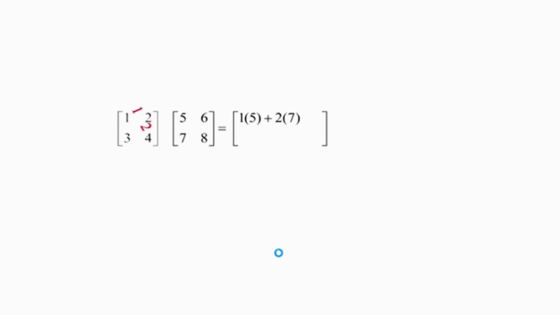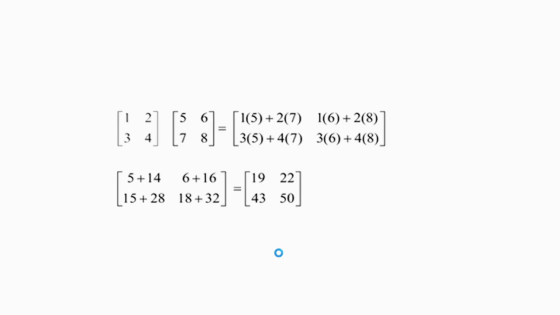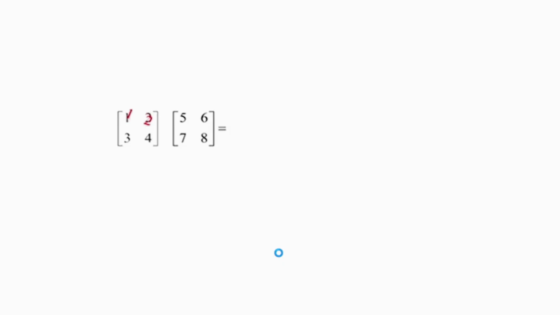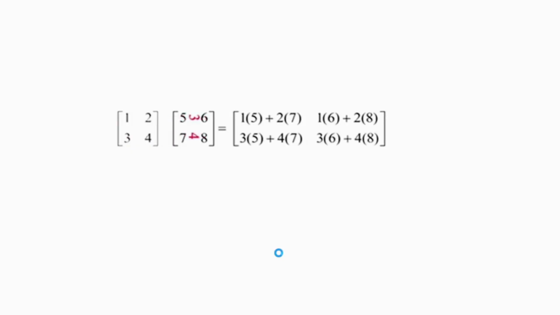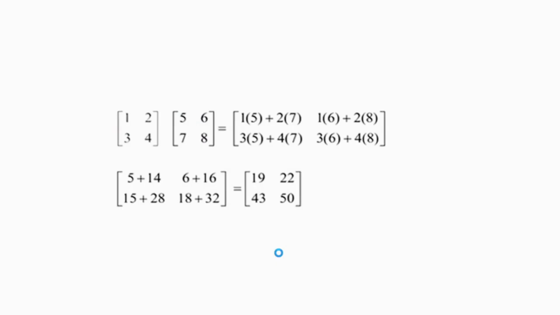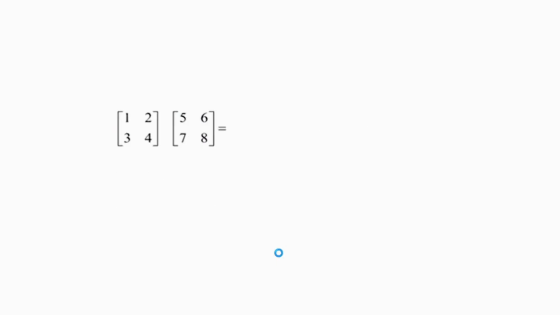Rule 1: the number of columns in the first matrix must be equal to the number of rows in the second matrix. If the size of the first matrix A is m by n and the size of matrix B is n by p, then the result matrix C will have the size of m by p. Each element of the resulting matrix is calculated by multiplying elements from a row of the first matrix and a column of the second matrix and then adding them up.